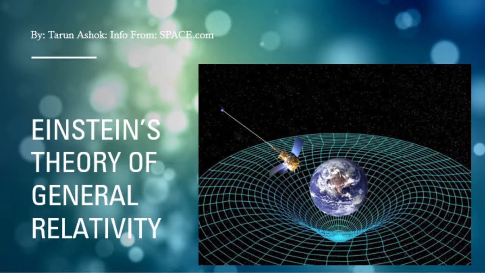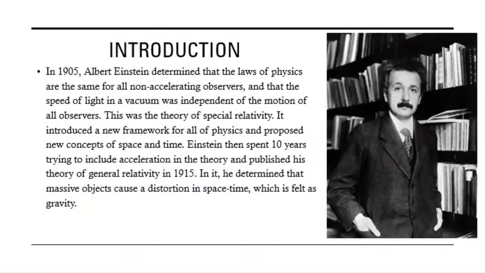Today I'm going to be talking about Einstein's theory of general relativity. So, this is the introduction. In 1905, Albert Einstein determined that the laws of physics are the same for all non-accelerating observers, and that the speed of light in a vacuum was independent of the motion of all observers. This was called the theory of special relativity.